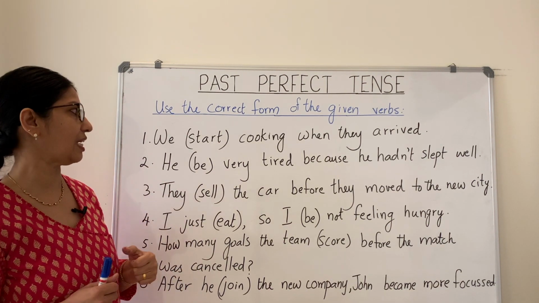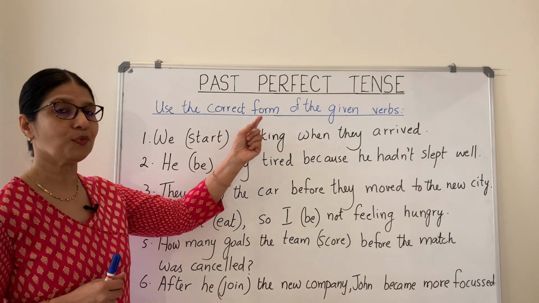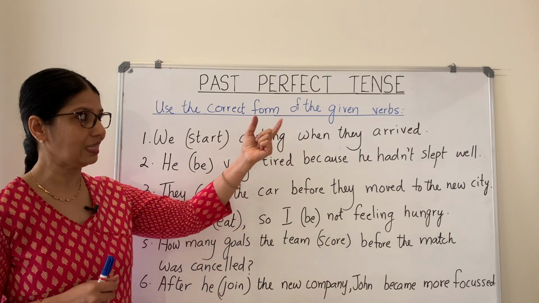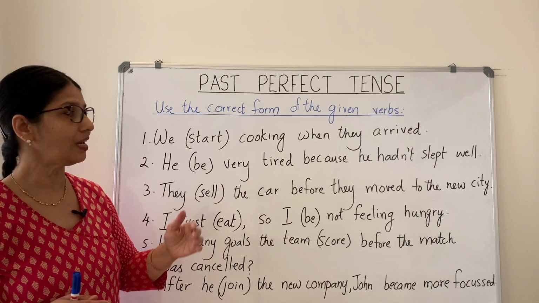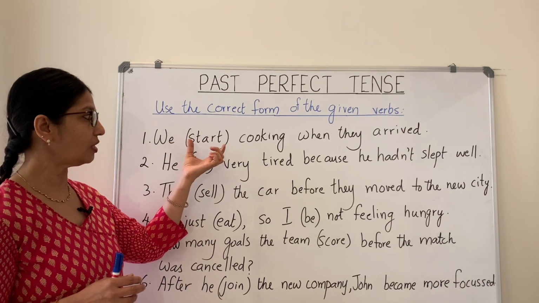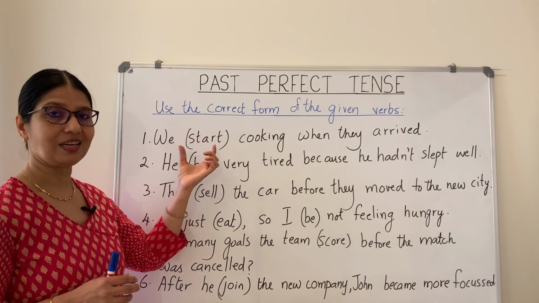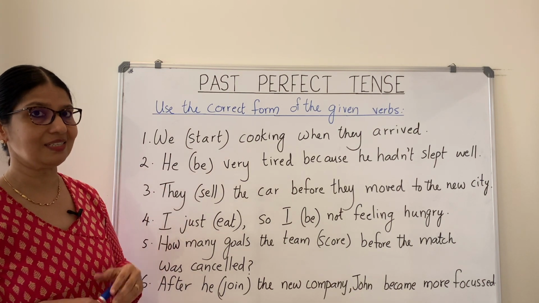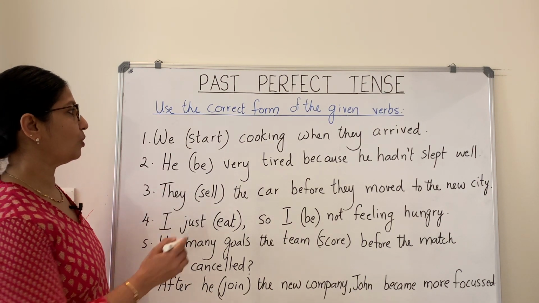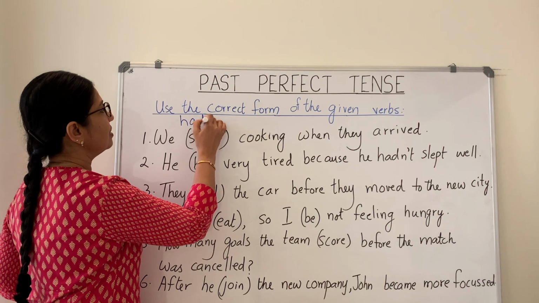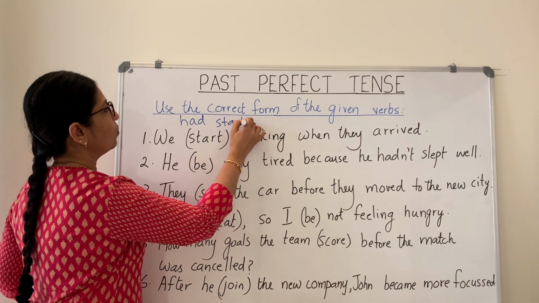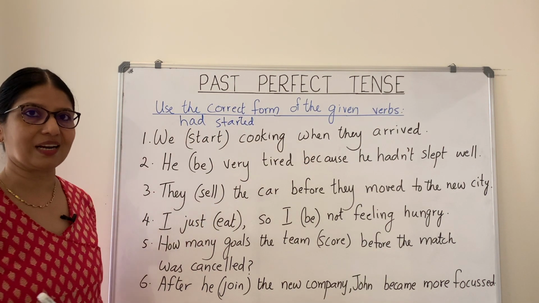So which is the first action? We start cooking when they arrived. So that is the second event and the first action is this. So here I have to use start in the past perfect tense. So the answer will be we had started cooking when they arrived.